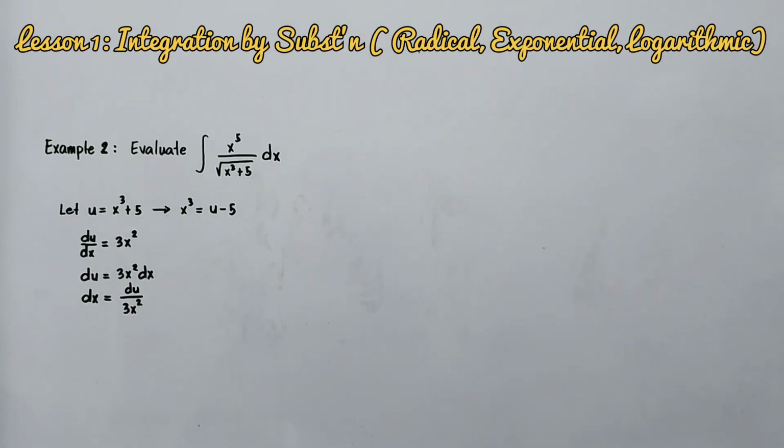The derivative of the numerator is 5x power 4, and the derivative of the radicand of the denominator is 3x squared. Meaning to say, we cannot cancel any of those directly. So we need to devise another method for us to integrate using substitution. We let u equal x cubed plus 5. From this, by applying the additive inverse of positive 5, x cubed is equal to u minus 5. Take note of this. So we will now get the du over dx, and that is equal to 3x squared. The du is 3x squared dx, and the dx is du over 3x squared.